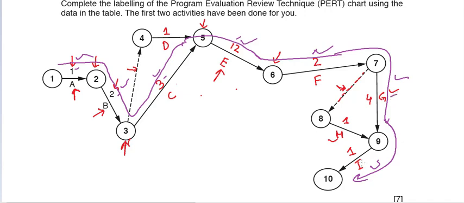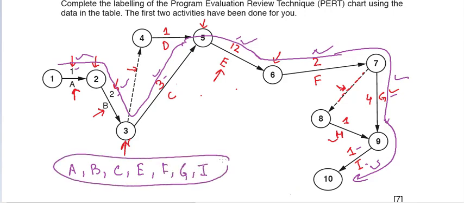24, and 1 is 25. So basically activities A, B, C, E, F, G and I make up our critical path, right? These are the activities that are going to make up our critical path, and this project is going to complete in 25 weeks. That's what we have found out from the critical path.